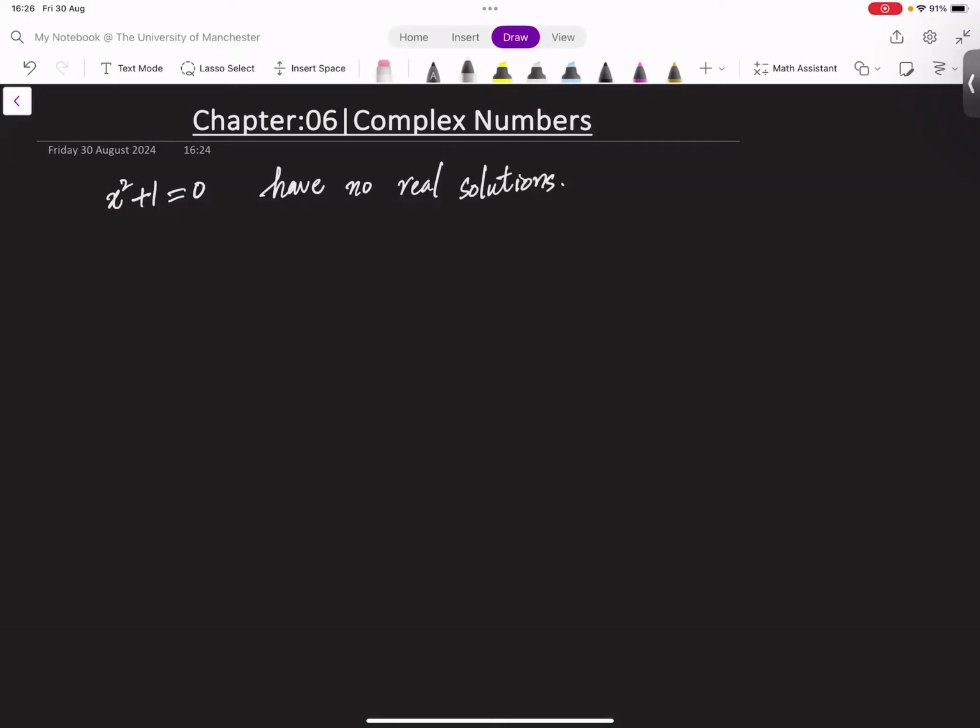In order to provide a notation with which to discuss such equations, we introduce a symbol iota and define it. So we have a symbol iota, and we say that its square is -1.